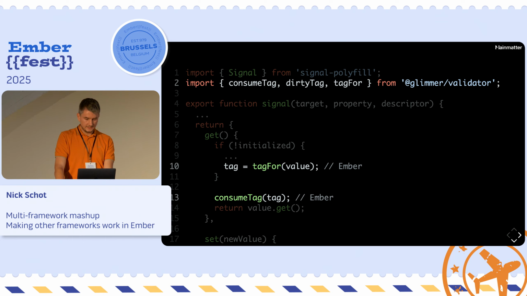Next, we'll extend our decorator to work with Ember. We use 3 functions from the Glimmer validator library to integrate with Ember's reactivity system: tagFor, consumeTag, and dirtyTag. We also use this signal instance that we have to create that tag so that Glimmer can keep track of it for us. When we get the value, we will need to call consumeTag, and when we set the value, we will need to call dirtyTag. This way, Ember can keep track of changes in the reactivity and update the DOM as needed.